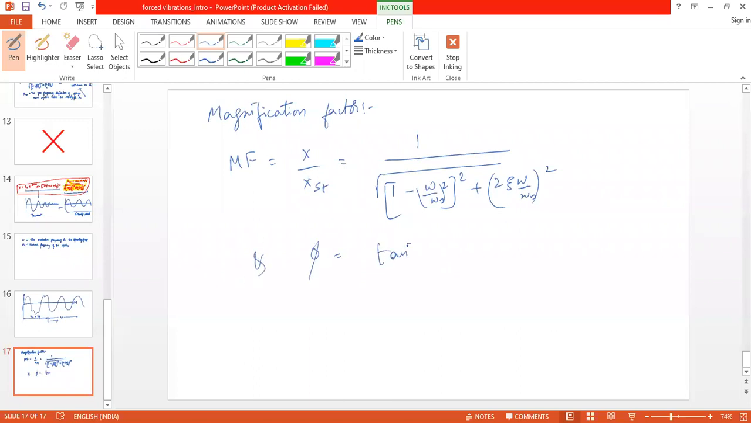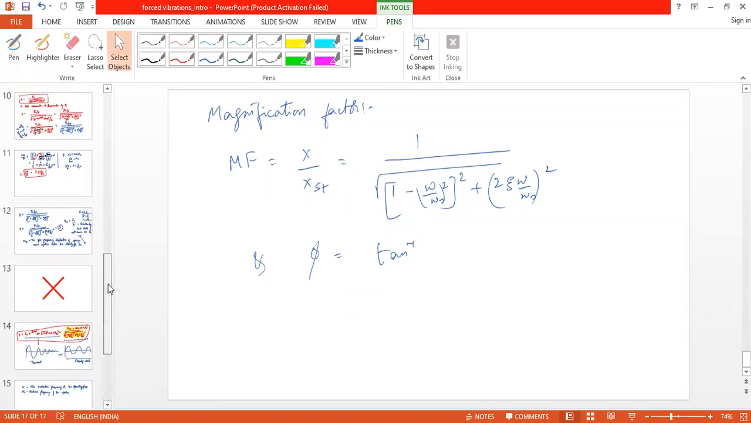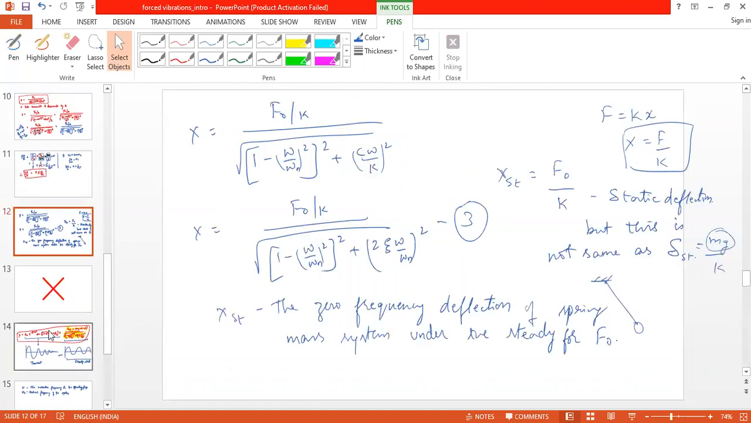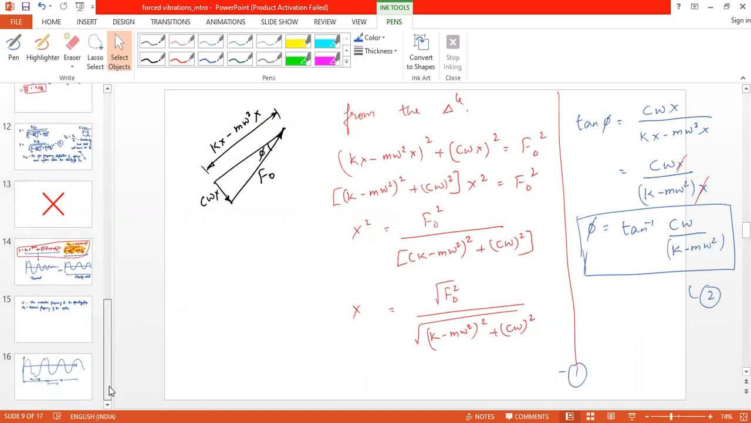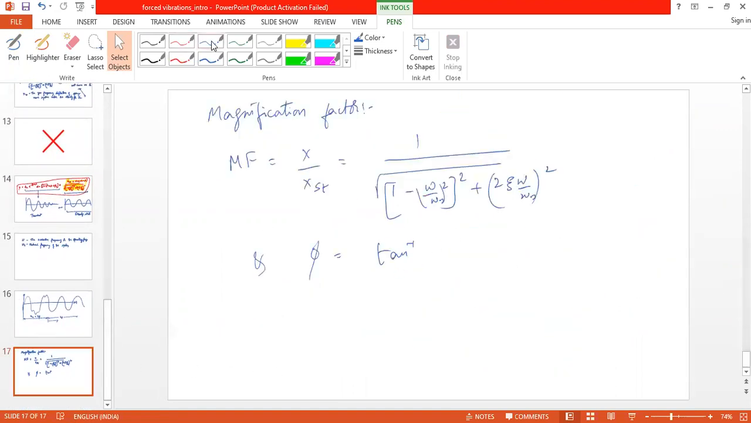And also phi is equal to tan inverse of C omega by (K minus M omega square). So tan inverse of C omega by K minus M omega square. We need to simplify this also. How to simplify?